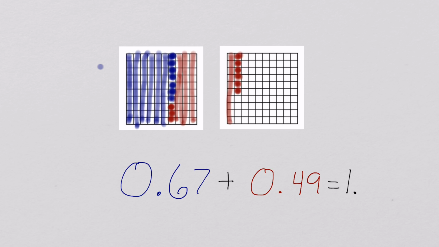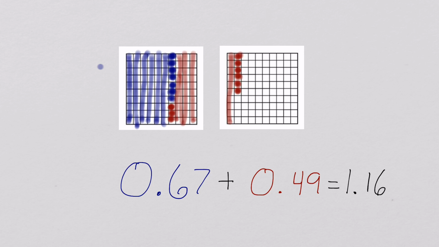Now, if we look into our next hundredth grid, we have 1 full tenth. So our tenths becomes a 1. And then we have 1, 2, 3, 4, 5, 6 hundredths. So we're going to have a 6 in our hundredths place. So we have 1 and 16 hundredths. There we go. 67 hundredths plus 49 hundredths is 1 and 16 hundredths.